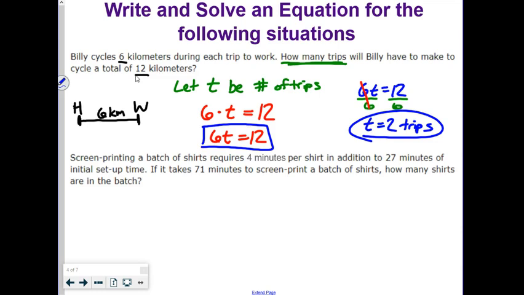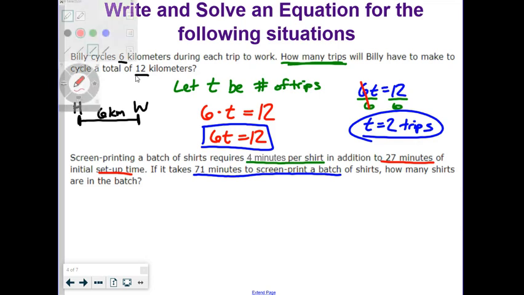Okay, so we've got a couple things here. We're looking at a time, right? It takes 71 minutes to do this batch that we've got going on. And in this batch, it requires 4 minutes per shirt. That's going to be important, 4 minutes per shirt. And we have to start off with 27 minutes to set it up. Okay, and we're including that in that 71. So even before, I think I'm starting to form an idea of what's happening here.